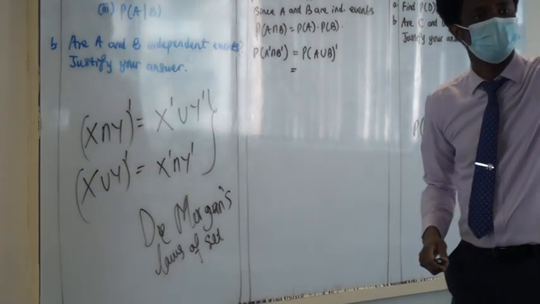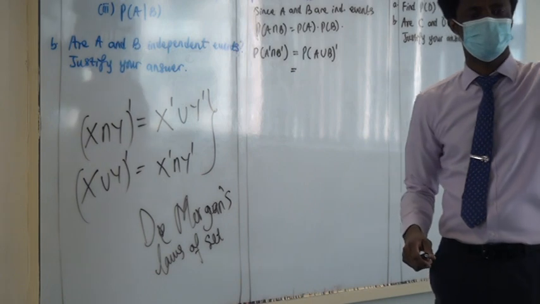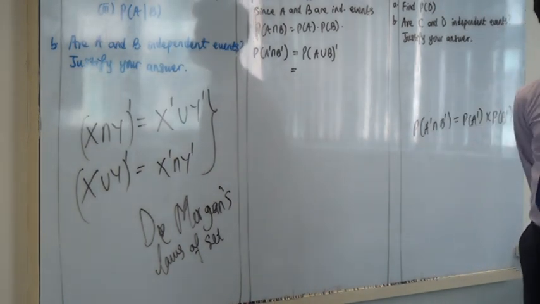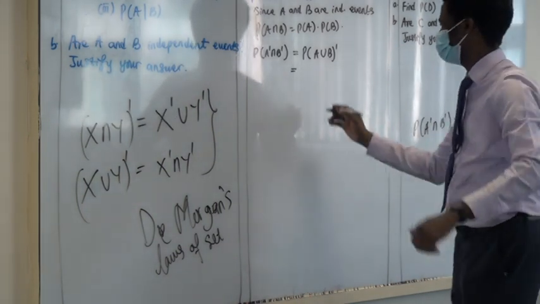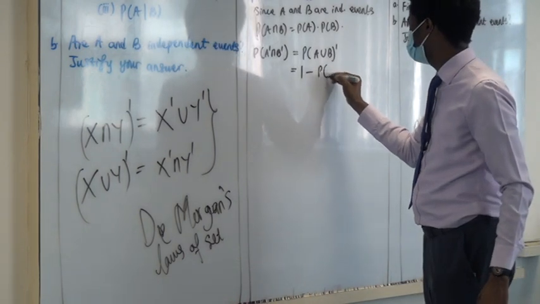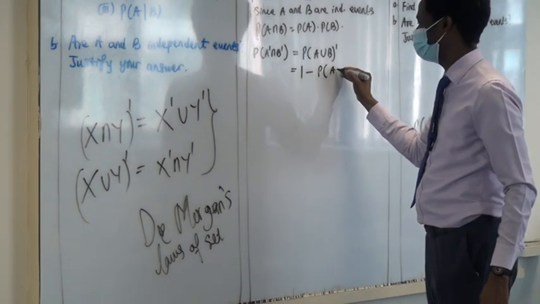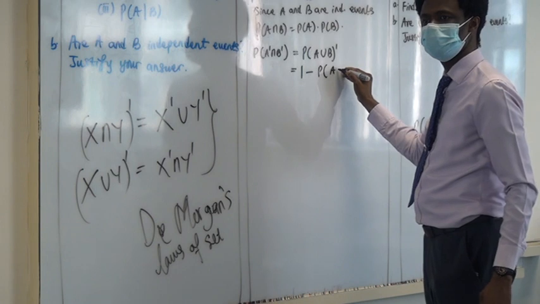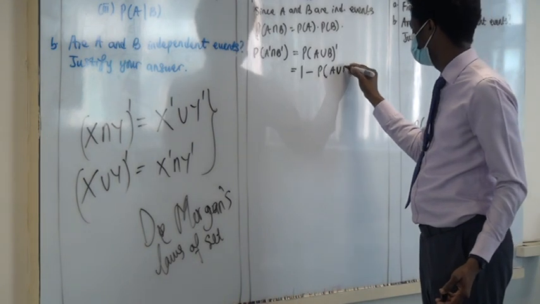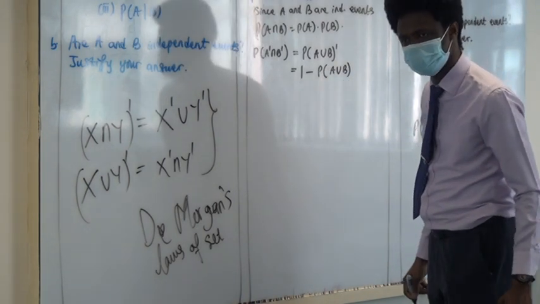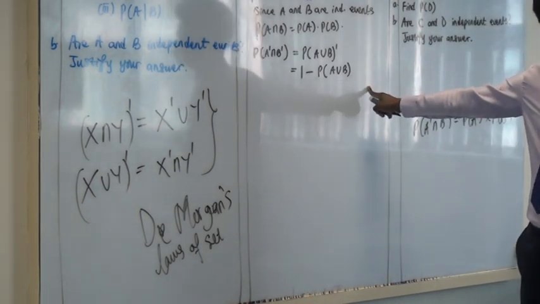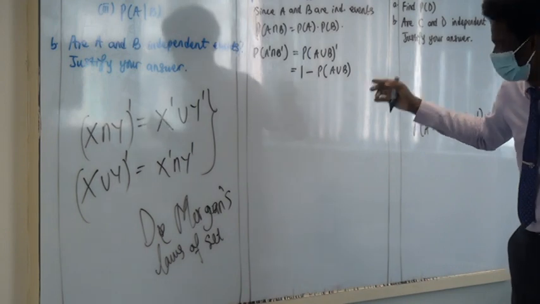Somebody said something. I thought I heard what I wanted to hear. Yes? 1 minus. I knew I heard 1 minus somewhere. 1 minus what? Probability of A. No, we don't write all here. Union. You don't know what union is? Does everybody understand that? Is there a way we can express this further?